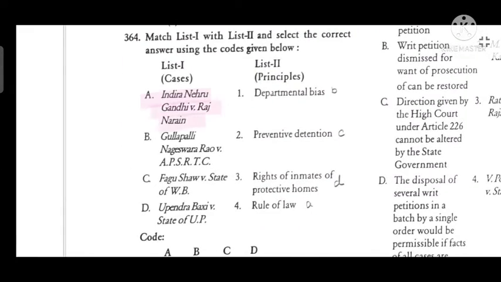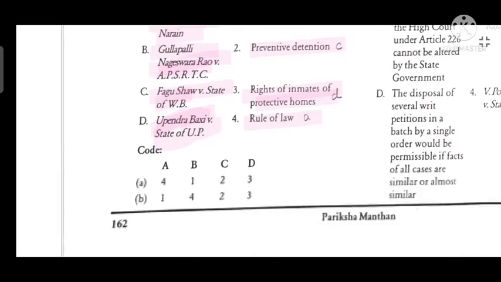Indira Nehru Gandhi versus Raj Narain: rule of law. Kulpali Nageswar Rao versus APSRTC: departmental bias. Fagu Shaw versus State of West Bengal: preventive detention. Upendra Baxi versus State of UP: rights of inmates in protective homes.